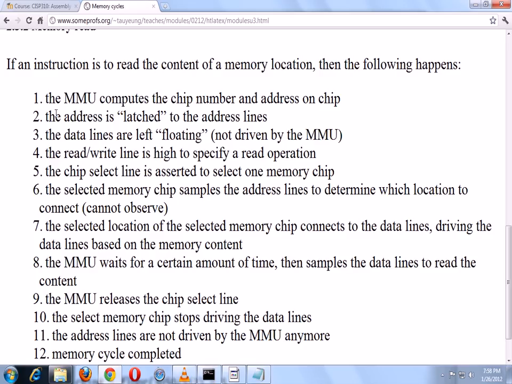Any questions about DDR type technology versus the cache and how it is speeding up the operations?